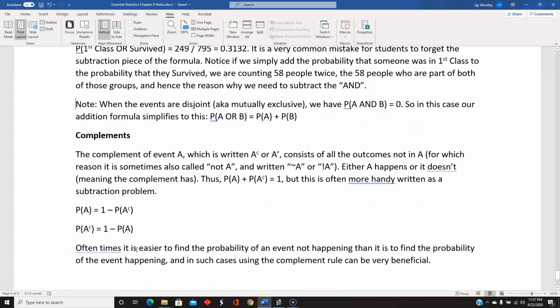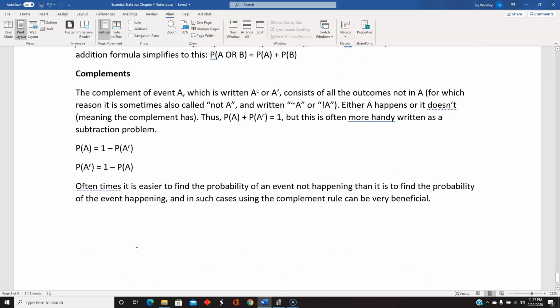Then we have something that's referred to as complements. This is our last topic for probability. The complement of an event has several different notations: A with a superscript C, A with an apostrophe that looks like A prime. I've seen it written with the words not A, or with an exclamation mark in front of the A, or with a tilde in front of the A. That's all different notations for a complement. And it refers to all of the possible outcomes that are not in A.